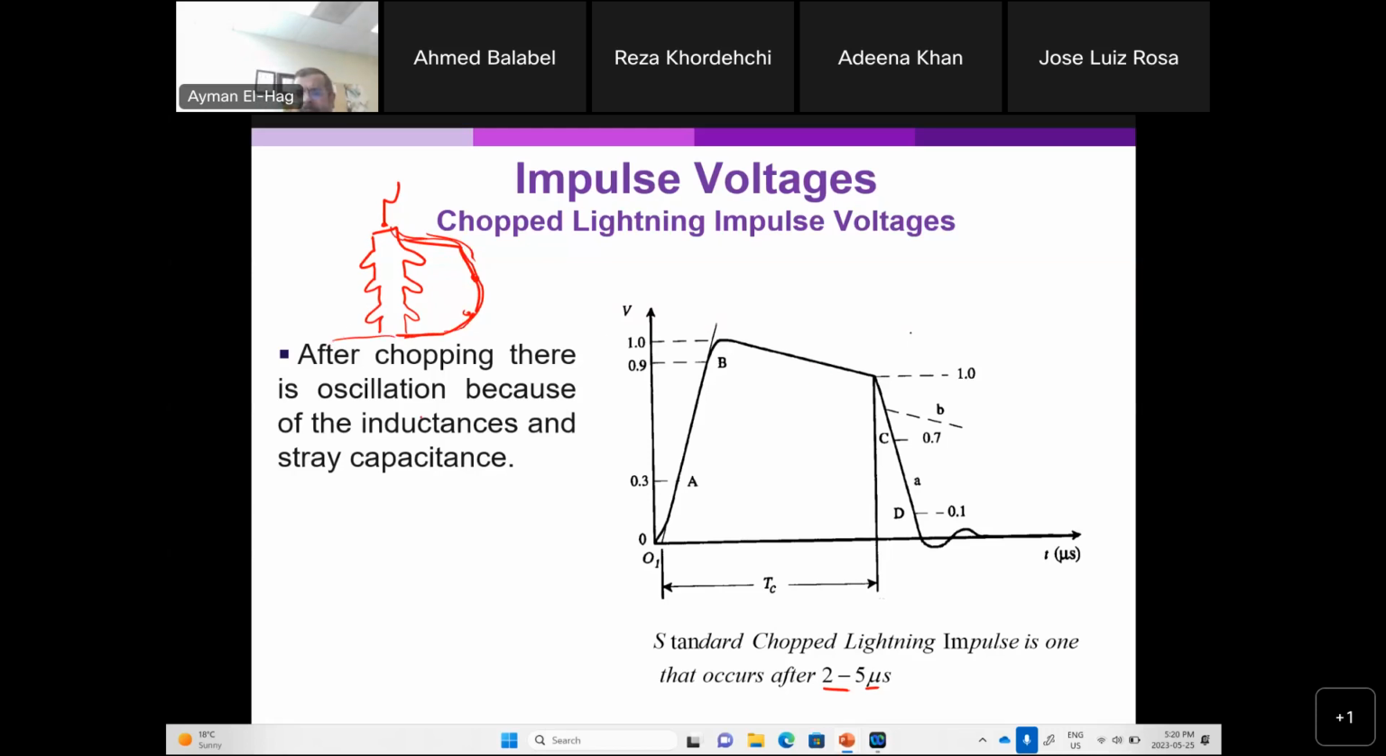It's very, very severe because the dV by dt here is extremely steep, and this will put a lot of stress on the insulation. So especially, for example, for pole-mounted transformers, we have to test them against pole lightning and shoved lightning as well.